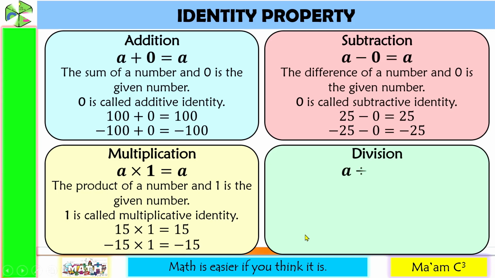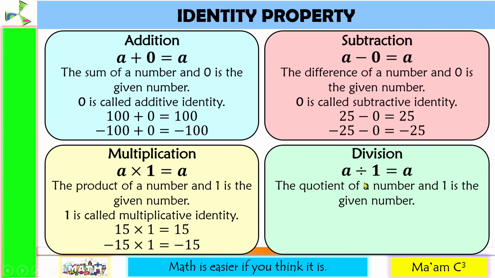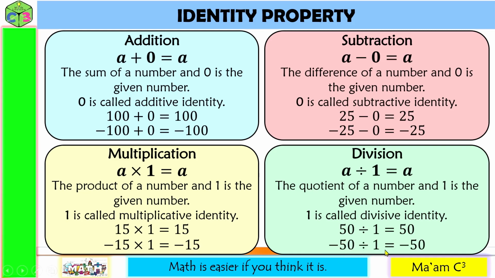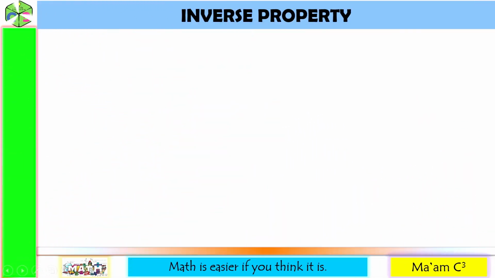And for division, a divided by 1 is equal to a. This means the quotient of a number and 1 is equal to the given number. 1 here is what we call divisive identity. Example, 50 divided by 1 is equal to 50. So the number is 50 divided by the divisive identity, which is 1. The answer is the number itself. Another one, negative 50 divided by 1 is equal to negative 50.